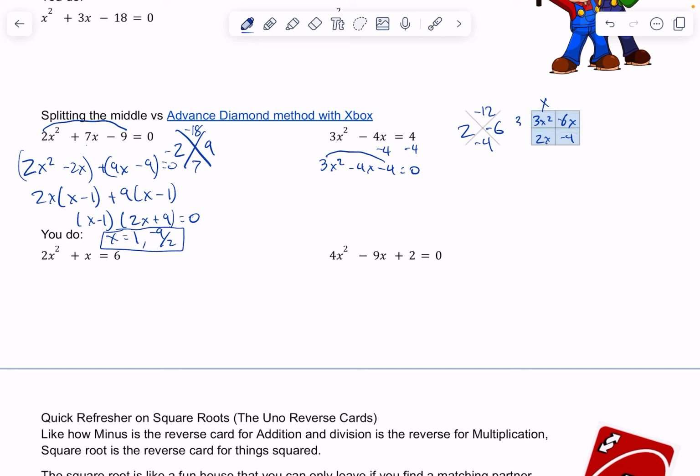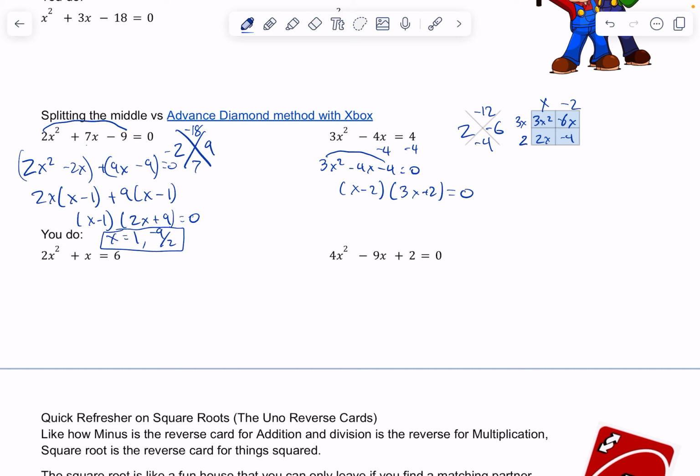And that is a 3x. Looking at these two boxes, what can I factor out? And that is a 2. Looking at these two boxes, what can I factor out? And that is a negative 2. End result, you're going to get x minus 2 times 3x plus 2 equals 0.